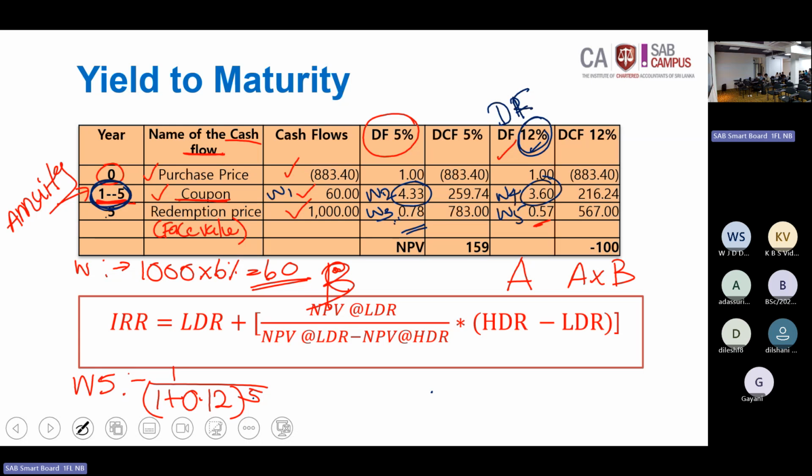Last column, A and B, just letters. That shows how you can get the last column value. A means the discount factor column, C means the cash flow column. You have to multiply these two columns to get the last column. That means the discounted cash flow under 12%. DCF under 12.